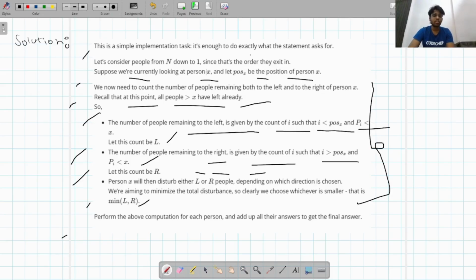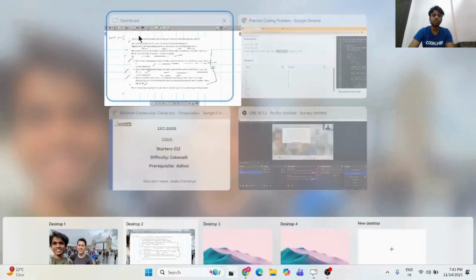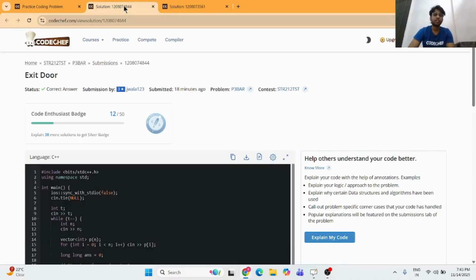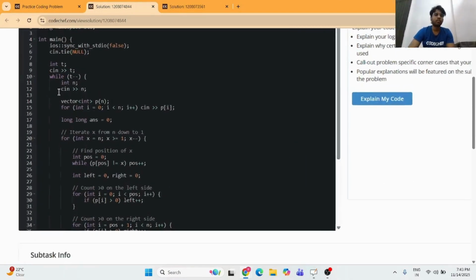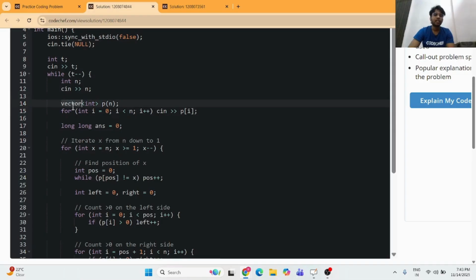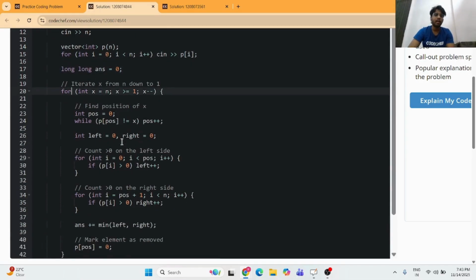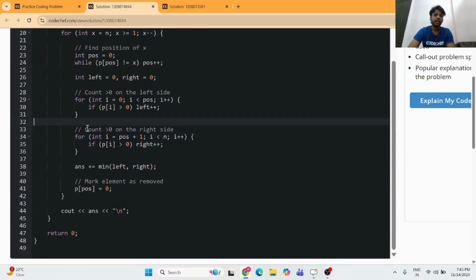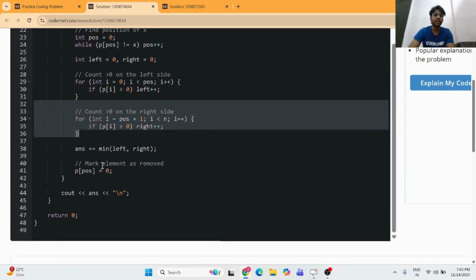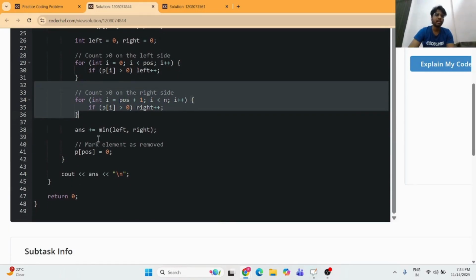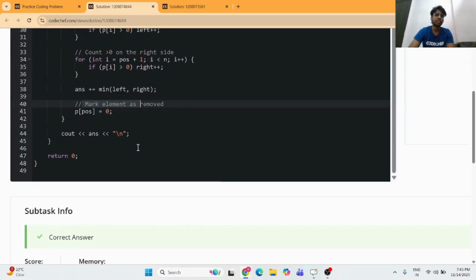So guys, I think the solution is pretty much clear. Now let's move toward the simple C++ code. So guys, this is my simple C++ code. I took the input for all the test cases as well as my array. I initialize answer equal to 0. I'm running a for loop and finding the position for x, and checking the count greater than 0 on the right side, as well as on the left side. And at the last, I'm simply marking the element as removed and adding the minimum of left and right to the answer. And after that, I'm simply printing the answer.